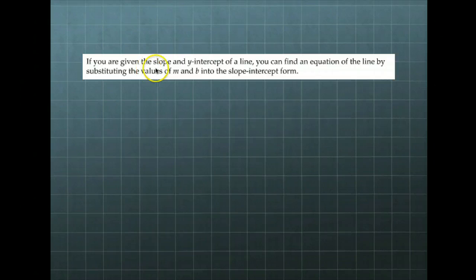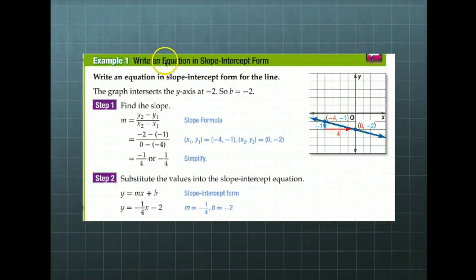If you're given the slope and the y-intercept of a line, you can find an equation of the line by substituting the values of m for slope and b into the slope-intercept form. Let's see what that looks like. So here we're given that the graph intersects the y-axis at -2. So let's check that out. Sure enough, it crosses at -2, and we're told that b is -2.